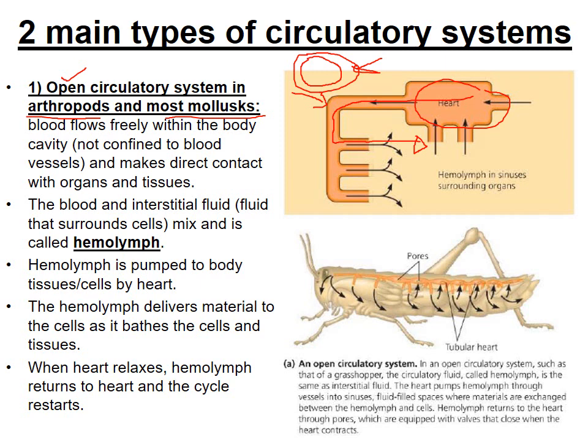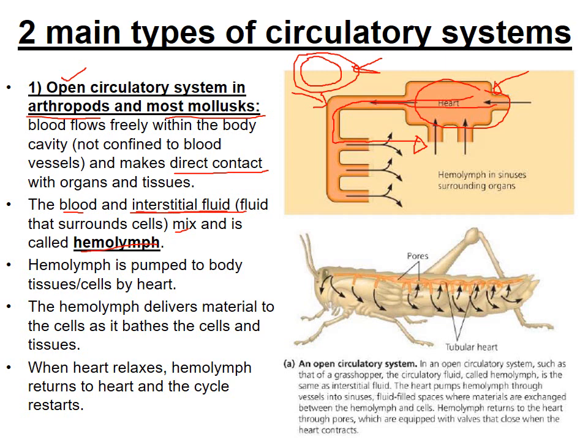In a scientific way to say that, they make direct contact with the organs and tissues. The other important difference is that there's this thing called interstitial fluid. It's fluid that surrounds cells. In an open circulatory system, the interstitial fluid and the blood mix together, and that's called hemolymph. They're allowed to mix because the blood is not contained to blood vessels specifically.